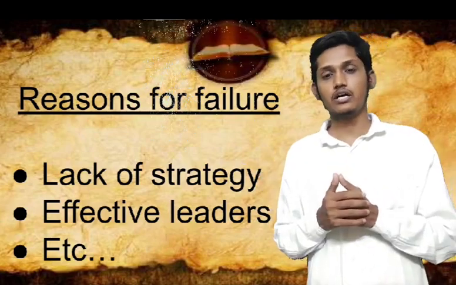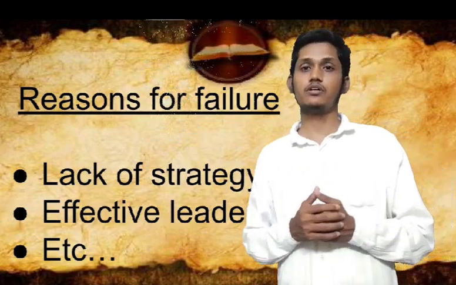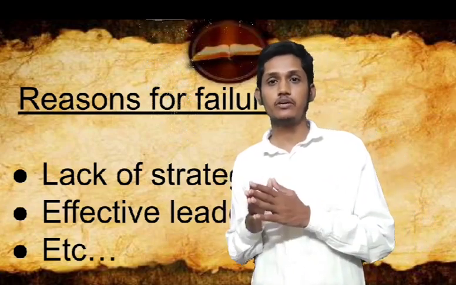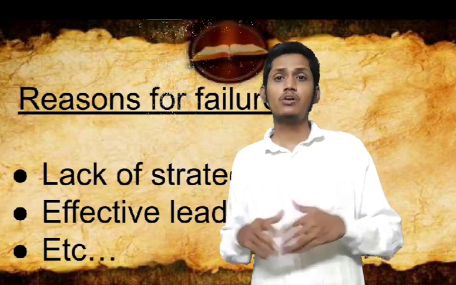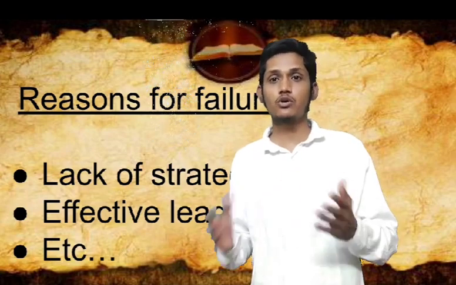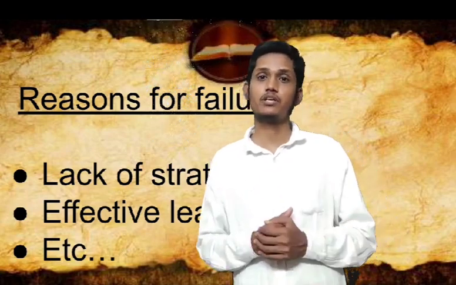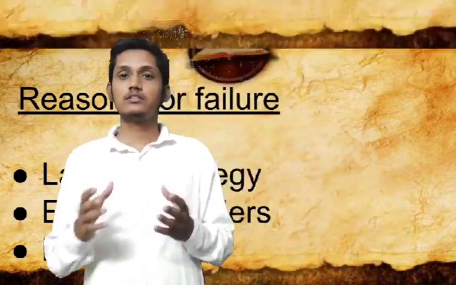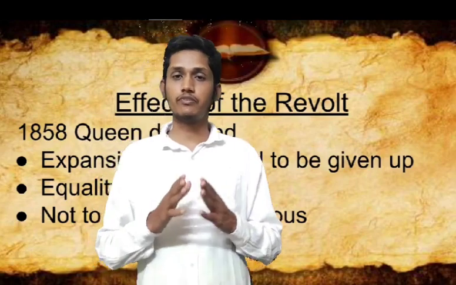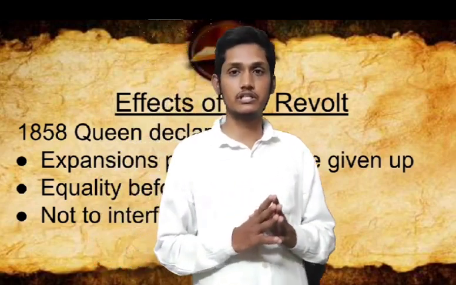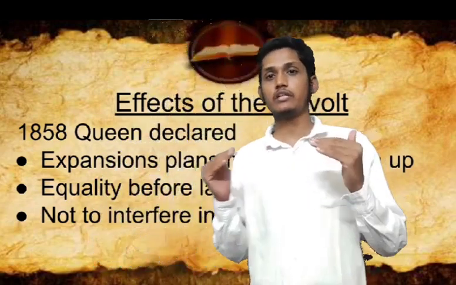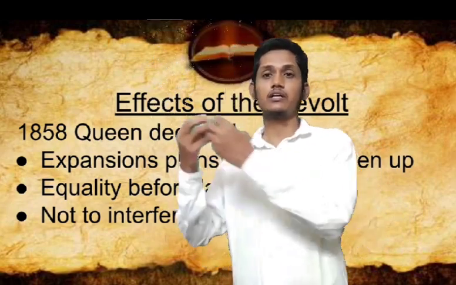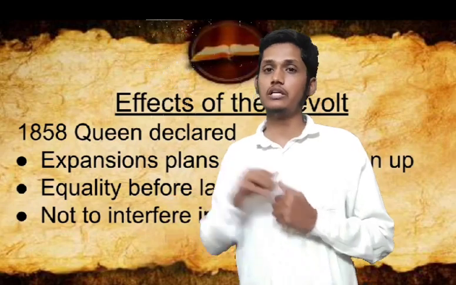In this learning, as we discussed, these are the causes of the failure of the 1857 war, the first war of India's independence. Now, what are the effects of the first war of India's independence? As an effect, the East India Company was abolished in 1858. England declared that it would abolish the East India Company and create direct control of the English government over India.